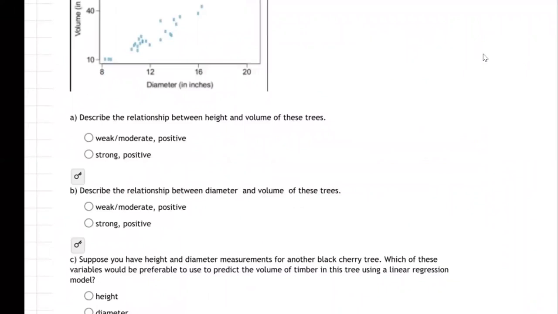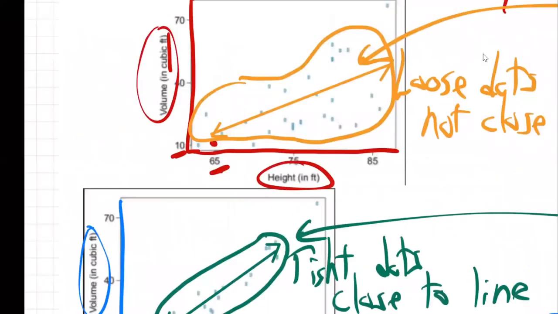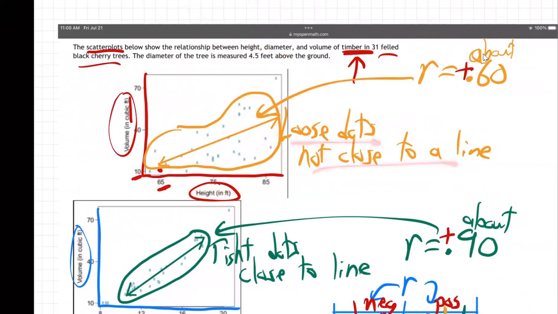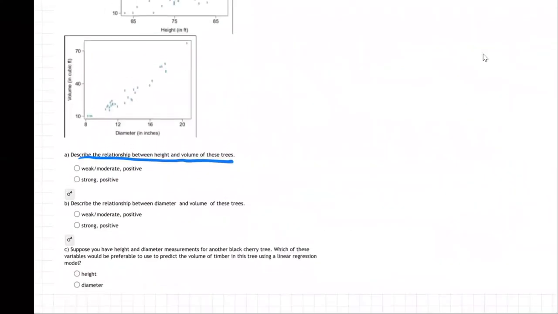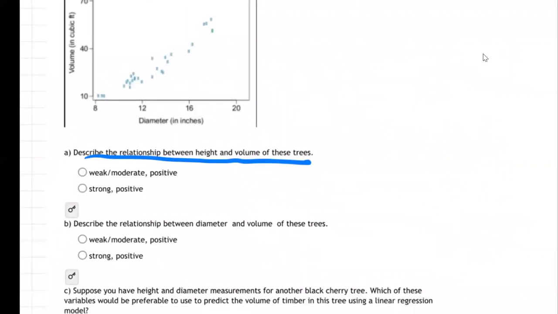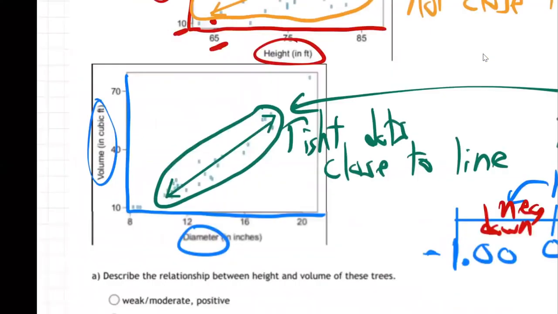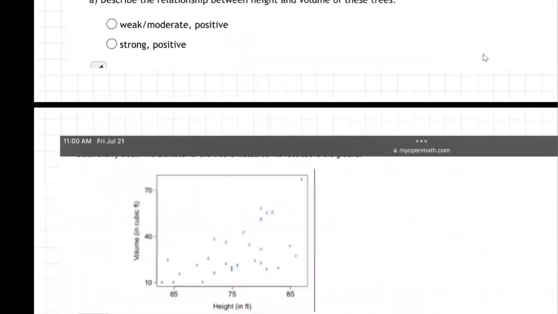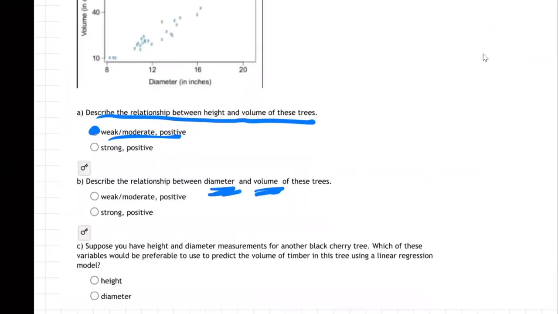It says, describe the relationship between height and volume. Well, height and volume is this one. It's loose dots. It's positive, but loose. So it is weak, positive. Whereas the second one, diameter and volume, is the second one right here. That's tight dots close to the line. So that's a strong relationship, strong positive.